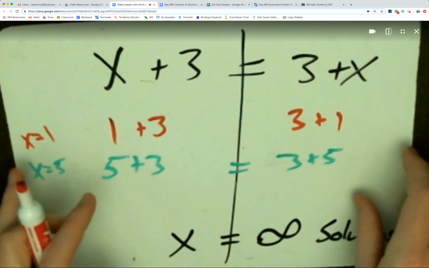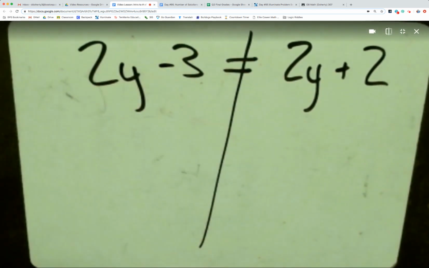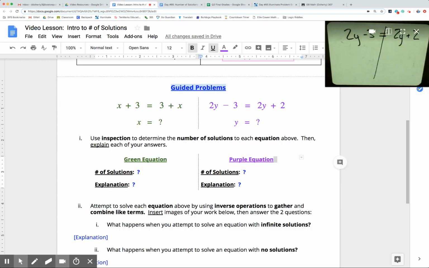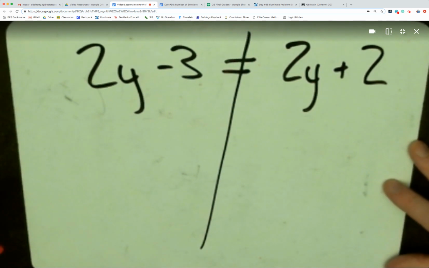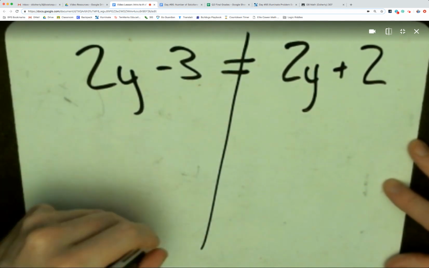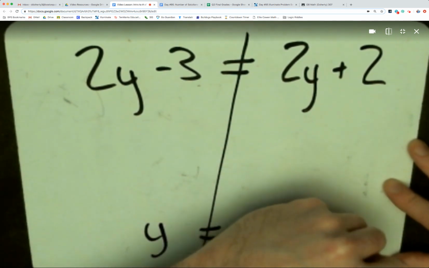We were also asked to consider the purple equation. Look at that with inspection. Here's the purple equation. 2y minus 3 is equal to 2y plus 2. So after you explain why this one has an infinite number of solutions, purple, which we're going to full screen again, is going to be an equation that has no solutions. Why is that? Why is the variable y going to have no solutions at all on this equation?